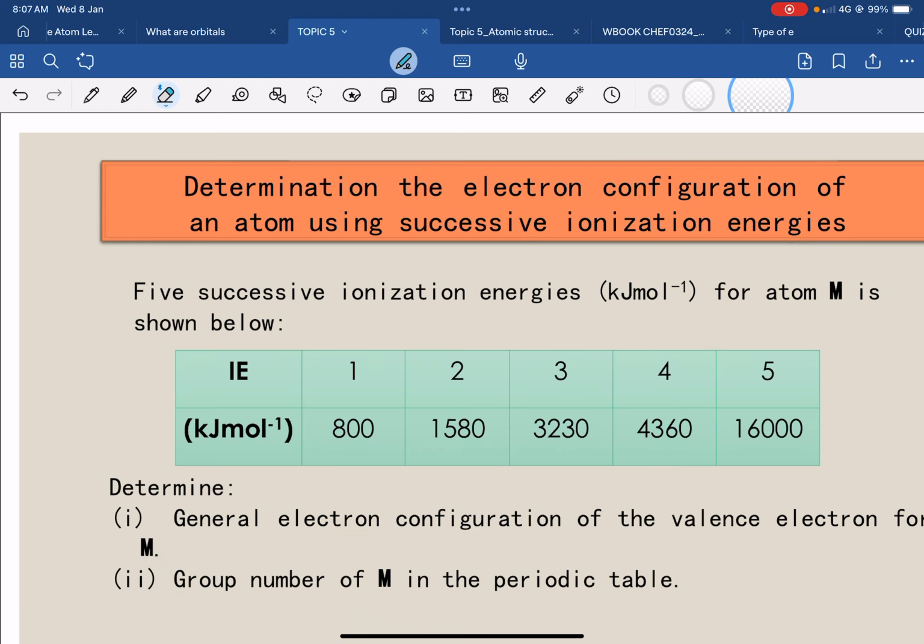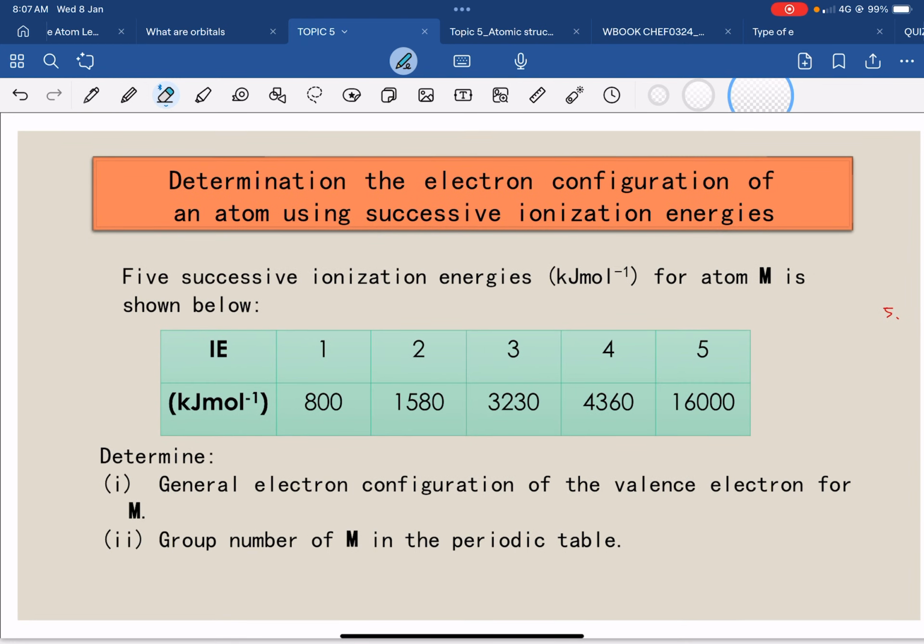Okay, so this is common question from your quizzes. So kat sini kata determination the electron configuration of an atom using successive ionization energy. Okay, successive tu bukannya maksudnya successful. Successive maksudnya berturutan. So nampak tak tadi kita keluarkan ionization energy. Elektron yang pertama kita keluarkan elektron pertama, elektron kedua, ketiga, keempat dan seterusnya. That is successive. So 5 successive ionization energy for atom M is shown below. Okay. So kita ada, maksudnya dalam satu atom yang kita tak tahu atom apa kat sini, atom M dia kata alright, kita keluarkan 5 elektron.